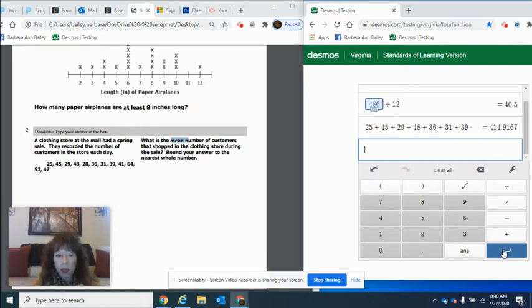I know what a mean is. It's an average of all those numbers. It shouldn't be that much bigger. Shouldn't be bigger at all. It shouldn't be way bigger than my data.